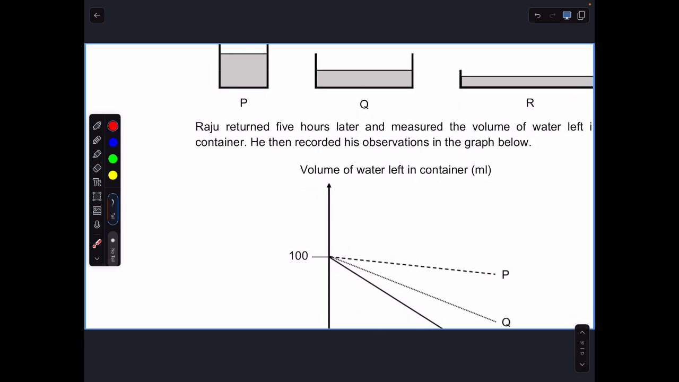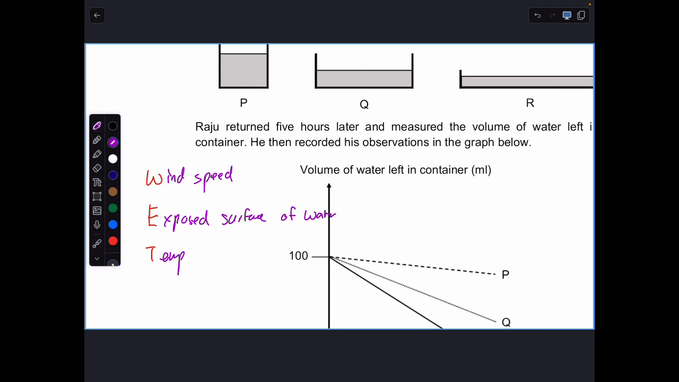This is on evaporation, and for evaporation they always test you on factors affecting rate of evaporation. So basically WET: wind speed, exposed surface area of water, and then temperature. An increase in any of these factors will lead to an increase in rate of evaporation.